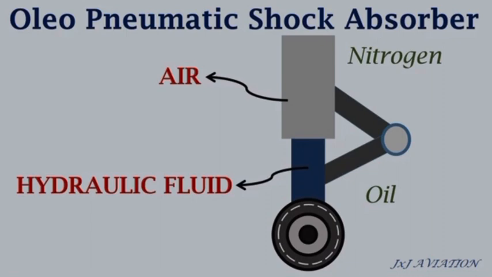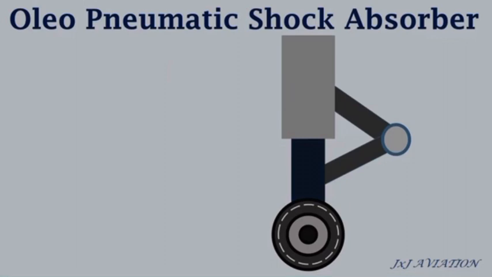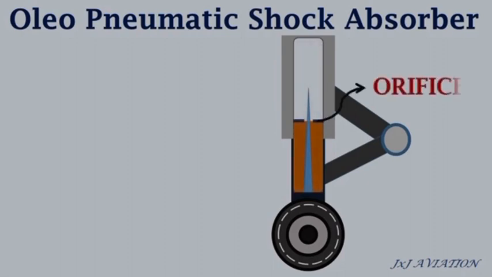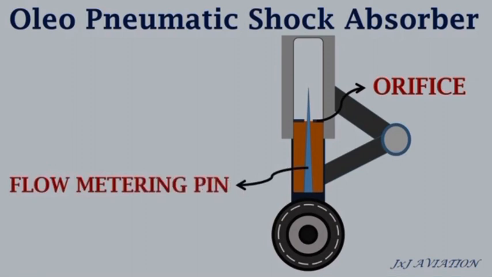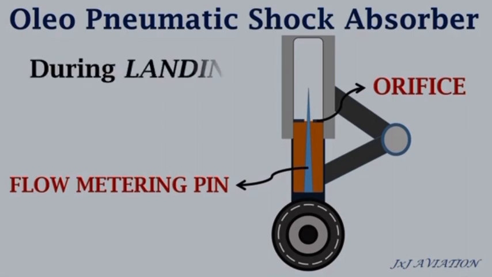The air which should be charged inside the shock strut should be dry nitrogen. Normal air from the surrounding should not be charged inside, because if we charge air with some moisture inside, during cold weather operations we will get problems with the shock absorbing mechanism of the landing gear. So dry nitrogen should be charged inside. That's the compressed air at the top of the shock strut.